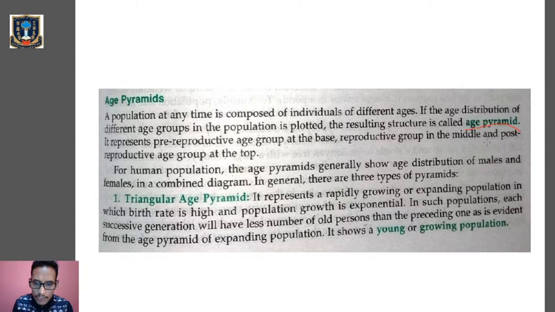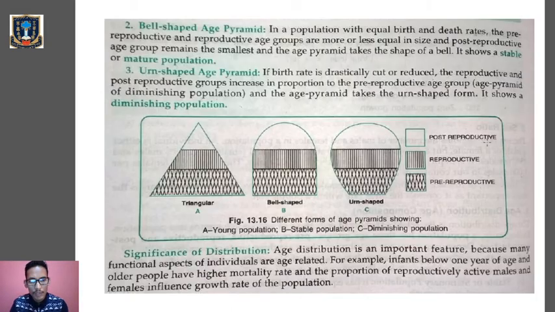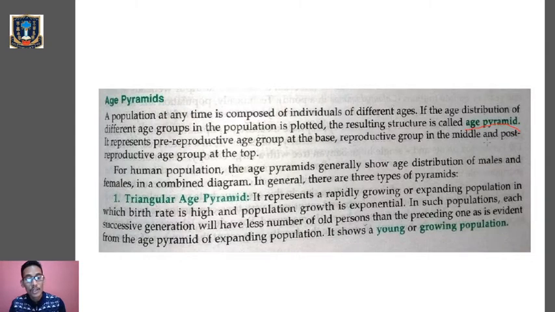So we have got three types of pyramids generally. In human populations we have got three types of pyramids, that is the triangular age pyramid, then we have got the bell-shaped age pyramid, and we have got the urn-shaped age pyramid. So we are going to discuss it one by one. First we'll discuss the triangular age pyramid.